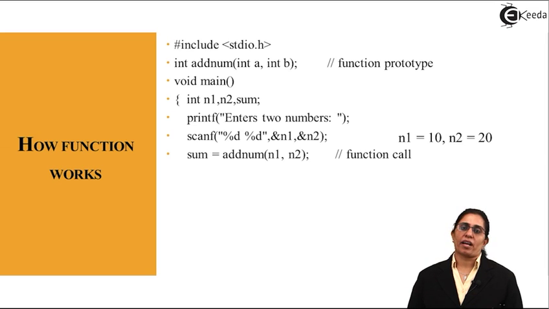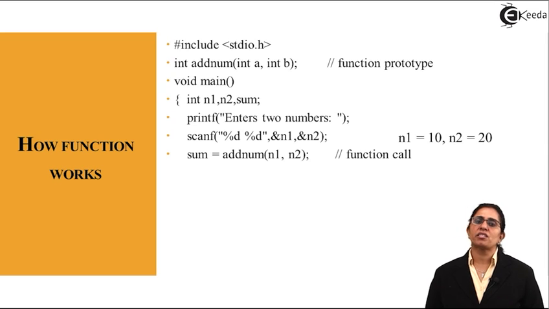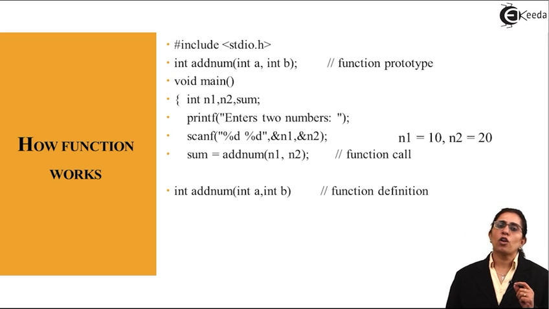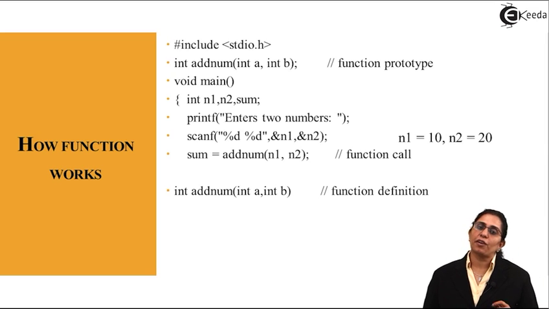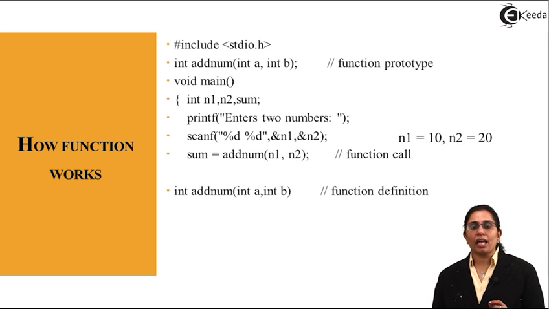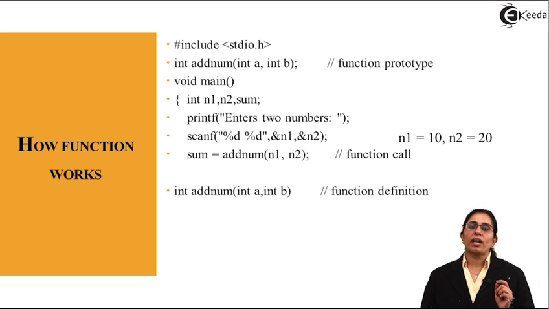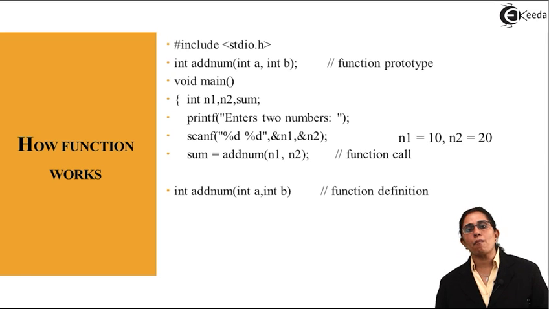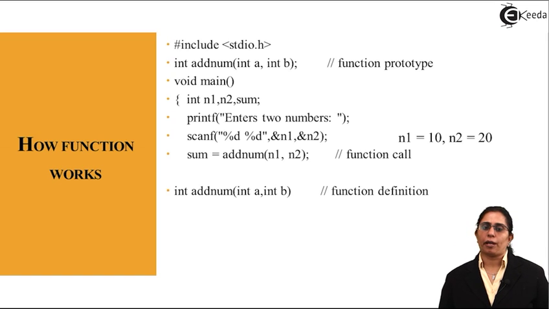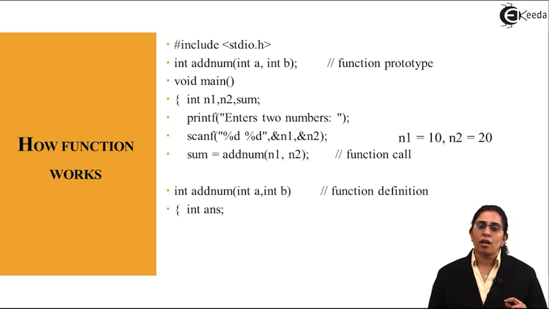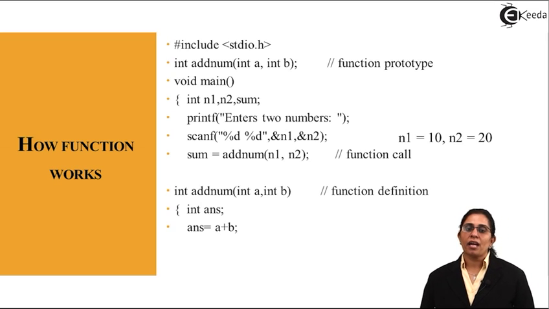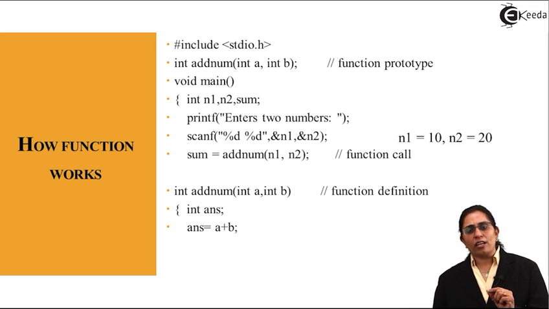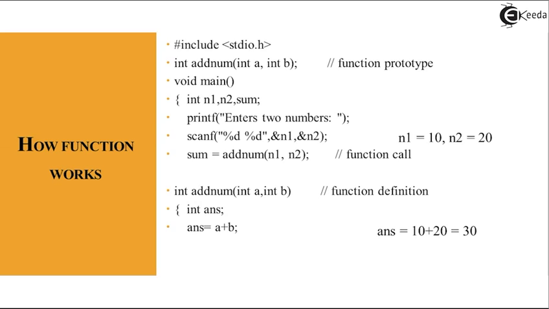This particular statement signifies a function call. What happens when this statement is written? It goes to the location where that particular function definition is. So int add num, int a, int b. Whatever variables I declare inside the brackets have to be the same as what I declared in the function prototype. I declare another variable known as answer, and say answer is equal to a plus b. The n1 value is transferred to a, and the n2 value is transferred to b. Now answer is equal to 10 plus 20, which is 30. So answer gets a value of 30.